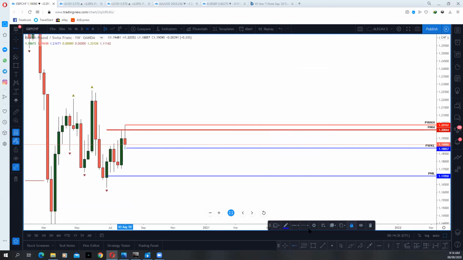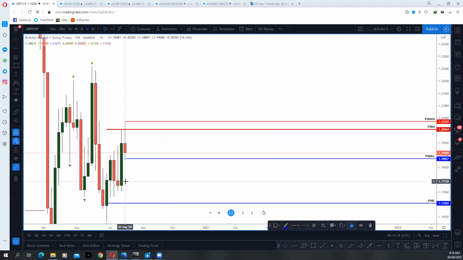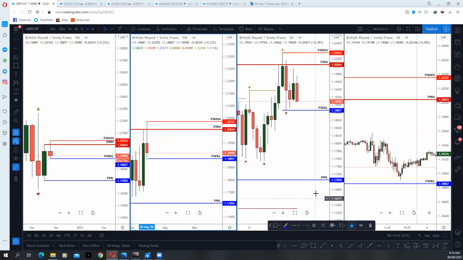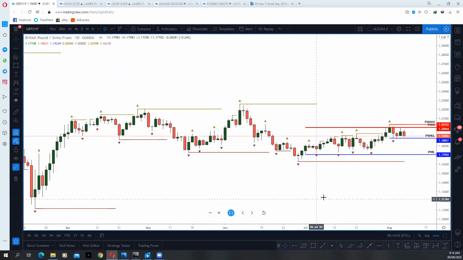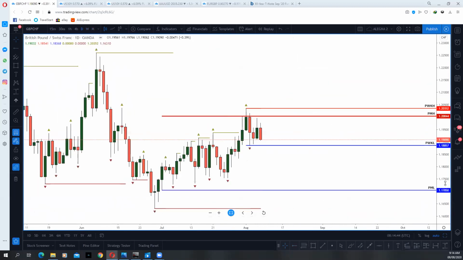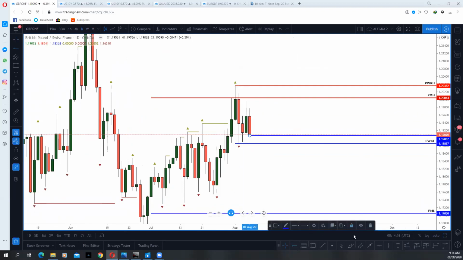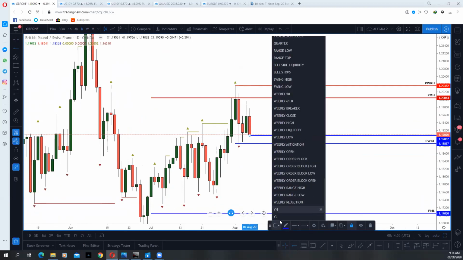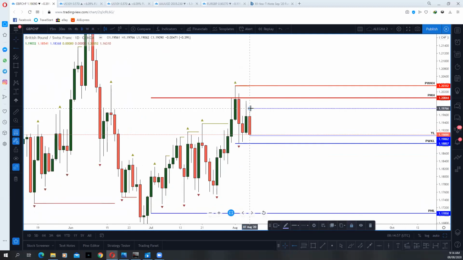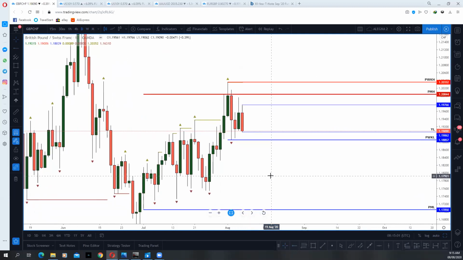So once you've done this, you're already set up on your weekly. Then you drop down to your daily time frame. This is Friday's candle close. You could see the way I mark it is as yesterday's low, yesterday's high. So this is what you do.